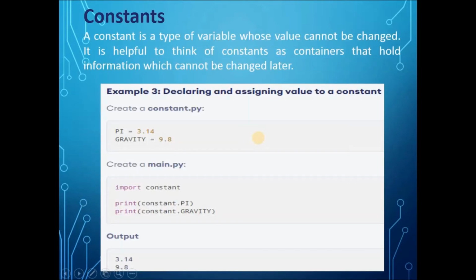After that, constant is there. A constant is a variable we use in a program whose value we cannot change in the entire program. Okay, a constant is a type of variable whose value cannot be changed. So here, see one example, it is given here.